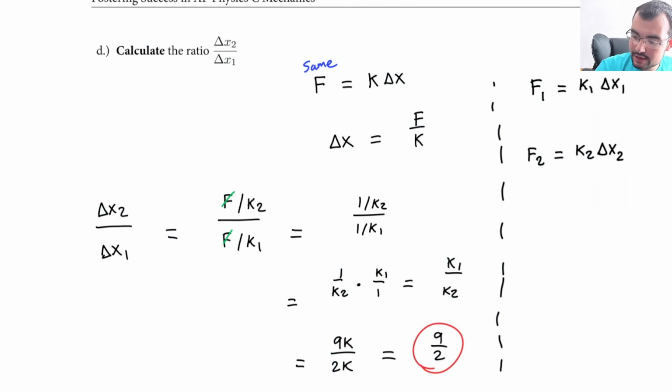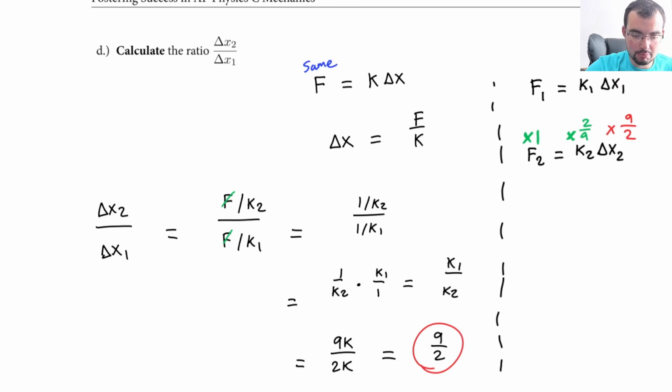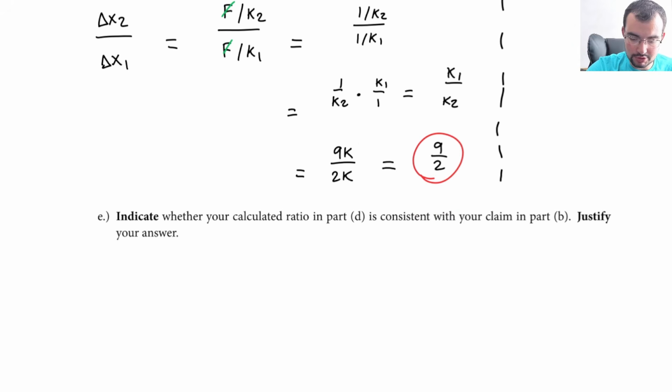So I would have said that I know the forces are the same, so this is a times 1. And K2 is 2/9 as big as K1. Meaning to create the same force, X2 must be 9 halves as big to get that canceling. So that's how I would have done it. Symbol plugging and chugging won't do you wrong though.